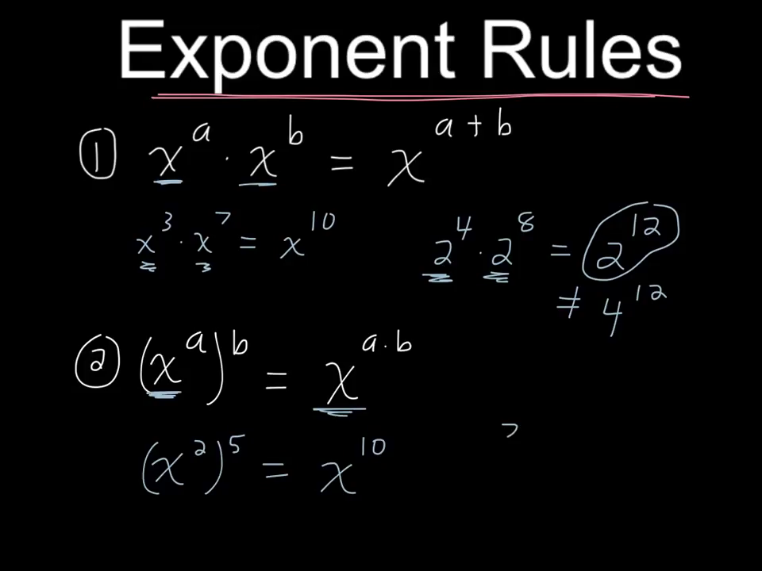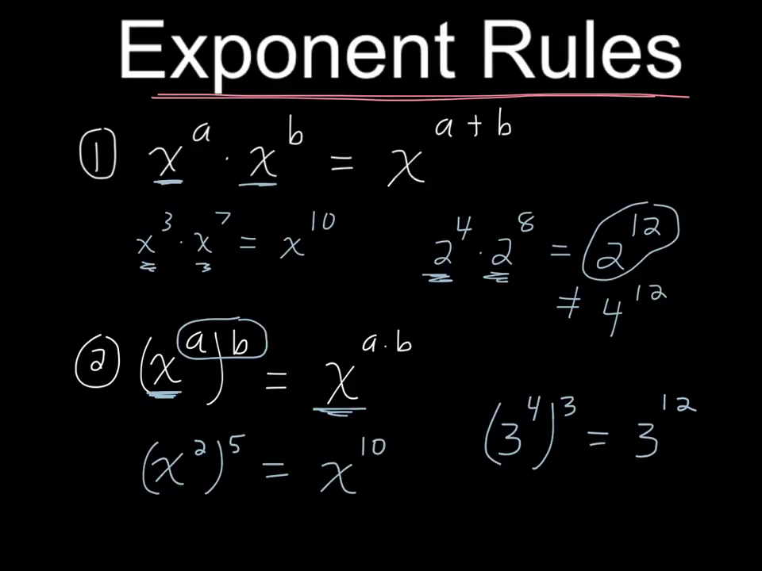If we have something like 3 to the 4th, and then this whole quantity cubed, this is going to be 3 to the 12th. So we multiply our powers when we have a power to a power.